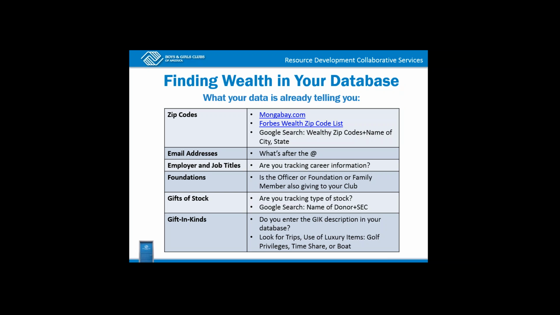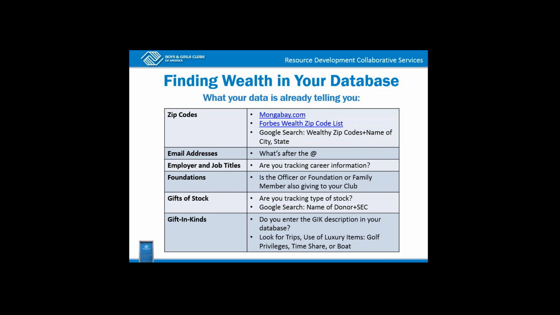There's some websites dedicated to that, and there's a guide called Do It Yourself Research on the bgca.net that's available for anyone to download for our clubs. And it has all these tips and tricks in here, but these are some that you can look at. If you didn't want to go to a website for wealthy zip codes, you could simply type in wealthy zip codes plus the name of your city and state, and you usually can find a list of them.